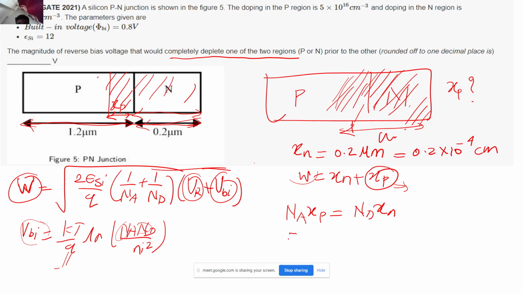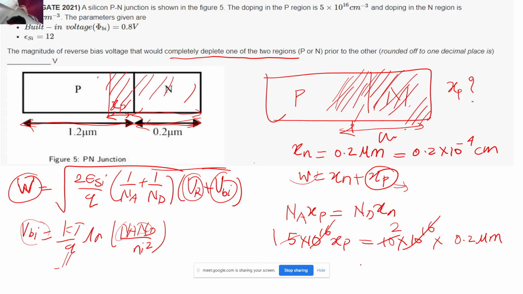So Na is what? The doping in the P region is going to be 5 into 10 to the power 16. Xp I don't know. Nd is given 10 to the power 17, so we write it 10 into 10 to the power 16. And what is the Xn? I told you the Xn will be completely depleted, so this will be 0.2 micrometers. So this 10 to the power 16 will be gone, this 5 will be 2, so the xp will be 0.4 micrometers.